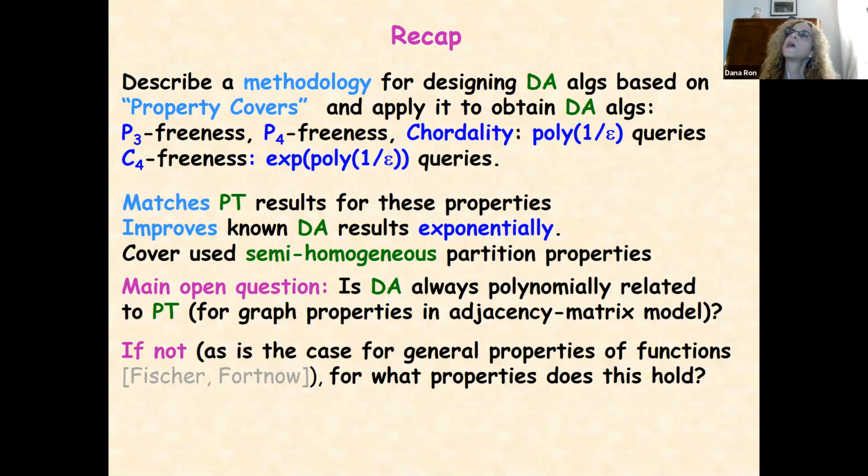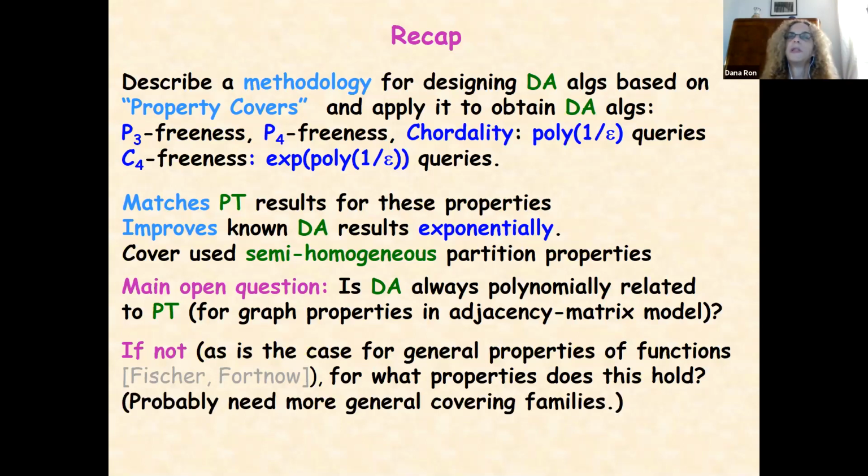But we don't know if this is the case. Maybe it is. I don't really have a guess here. But this is, I think, very interesting. What is the relation between them? Is there something general? Even if it's not the case, what properties does this hold? Maybe we'll need more general covering.